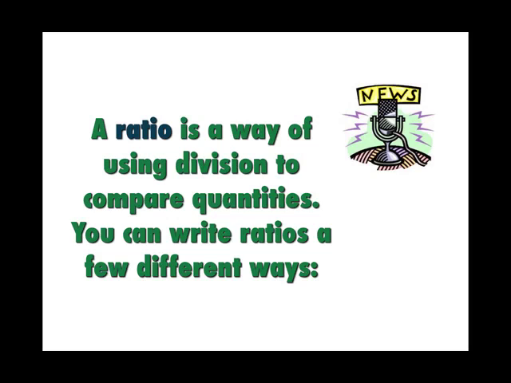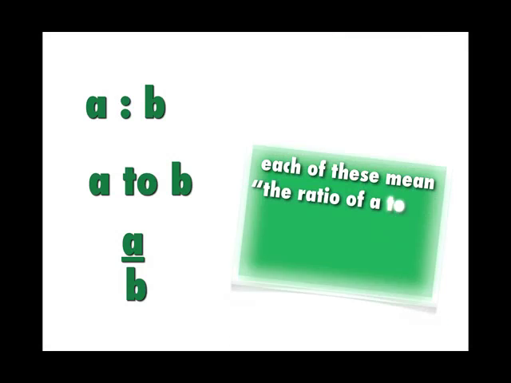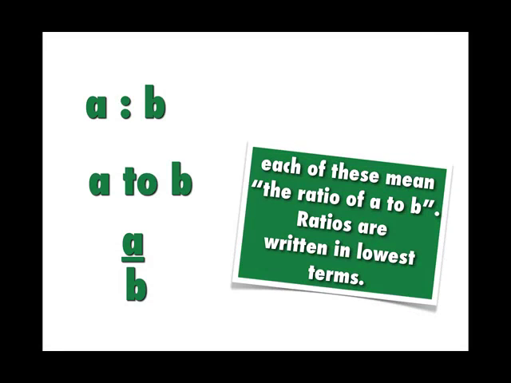So, just a quick little review. A ratio is just a way of using division to compare numbers. There are three different ways that you can write ratios. So why don't you write this down, please? We can write the ratio A to B using the colon that you see, A:B, using the word to, T-O, so A to B, or writing it as a fraction, A over B. And each of these ratios mean the ratio of A to B. When we use numbers, ratios are always written in lowest terms.